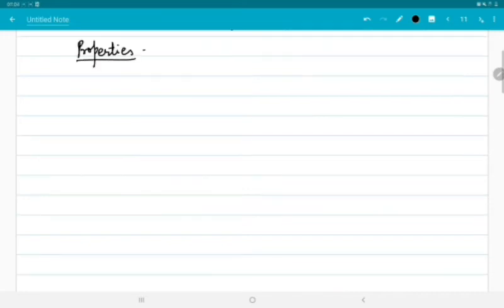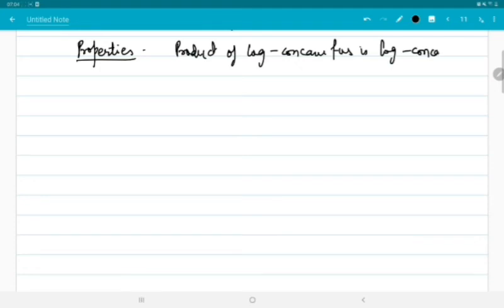Properties. The product of log concave functions is log concave. It is easy to see, because if you take the log of a product of log concave functions, it becomes the sum of concave functions, and the sum of concave functions is concave, so the product is log concave. This is not true for addition. The addition of log concave functions is not log concave in general.